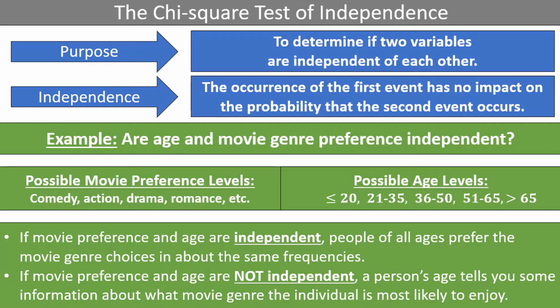Notice how the variables can be either categorical, like movie genre preference, or numerical, like age, although with numerical variables, we have to decide how many levels that we want to have, and exactly where the cutoff between the levels will fall, which can be difficult to decide. This segmenting essentially transforms the numerical variable into a categorical variable.